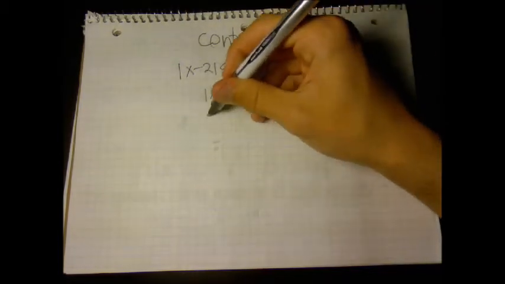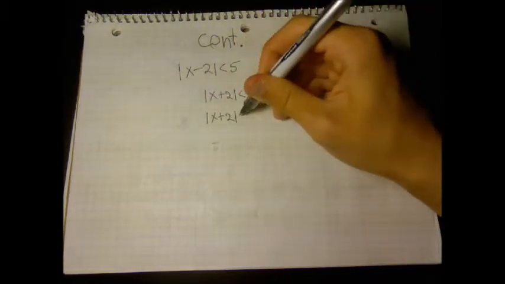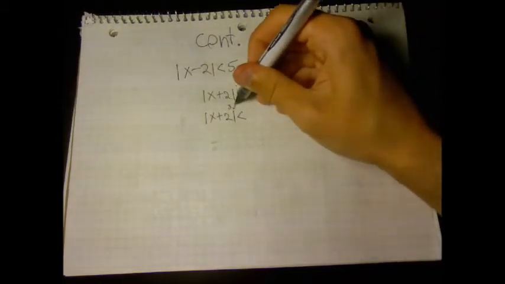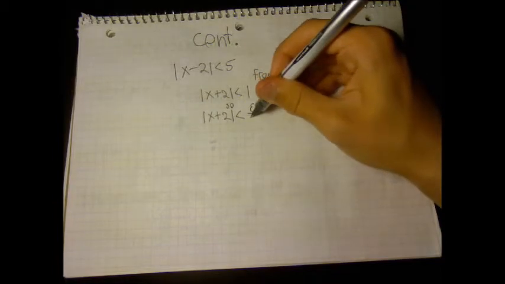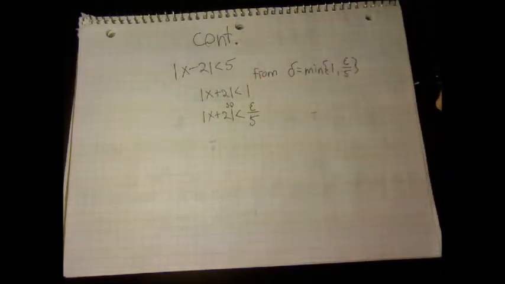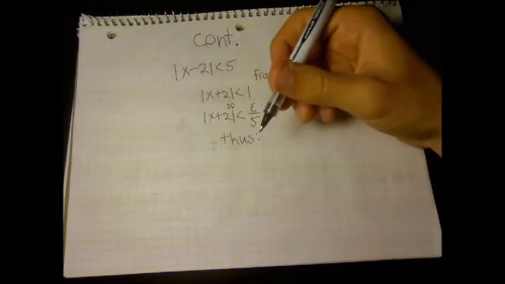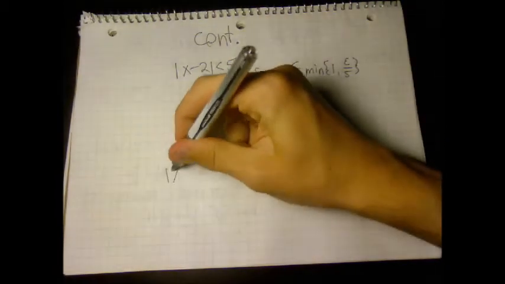Also, we can say that implying this condition, the absolute value of x plus 2 will be less than epsilon over 5, because delta x plus 2 will be less than either 1 or epsilon over 5 in any case, because it is less than the minimum of them.